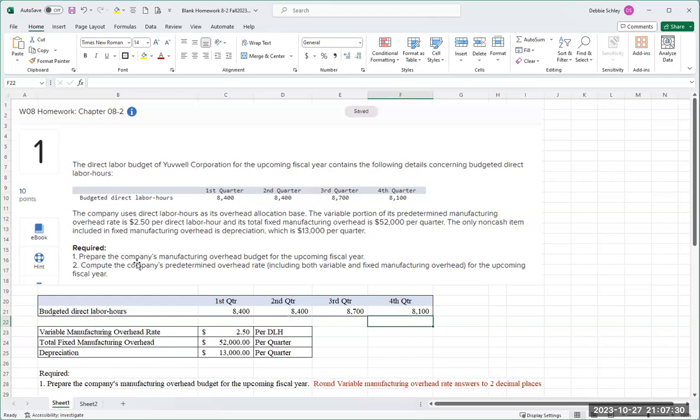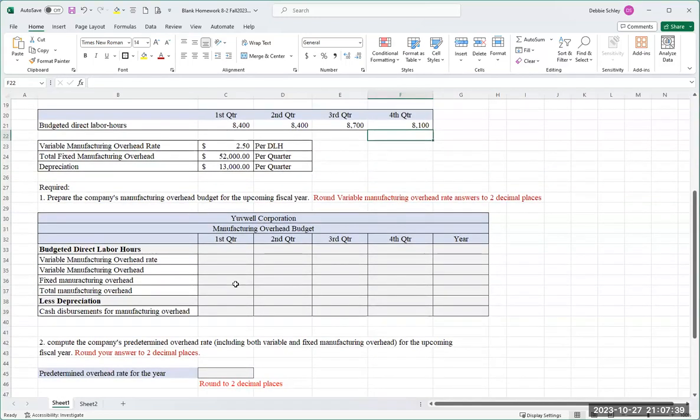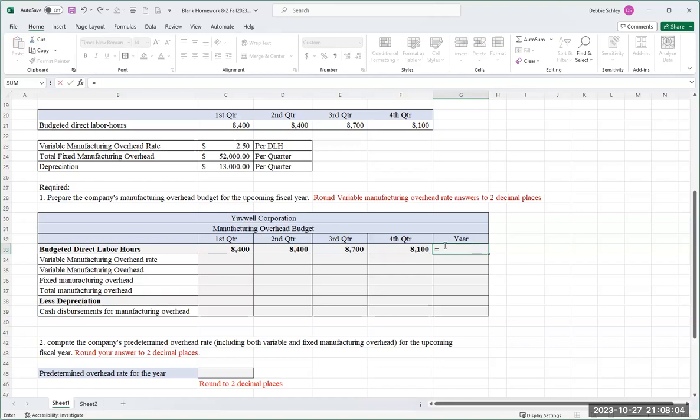All right, required 1, prepare the company's manufacturing overhead budget for the upcoming fiscal year. Okay, so the first thing you're going to want to make sure you do is fill in the labels here. The budgeted direct labor hours go first, and that is the numbers that they gave us. So I'm going to drag that across. First, second, third, and fourth. Okay, those are those numbers up there. And then I'm going to sum those across. Okay.